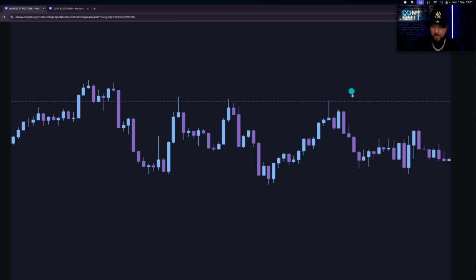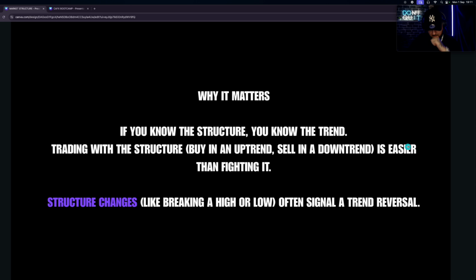So we know what an uptrend is, we know what a downtrend is, and we know what a range is, right? So why it matters: if you know the structure, you know the trend. So trading with the structure means buying in uptrends, selling in downtrends. I'm going to get to the part of the bootcamp as well where we can take sells in an uptrend, counter-trend trading, all of that stuff's coming.